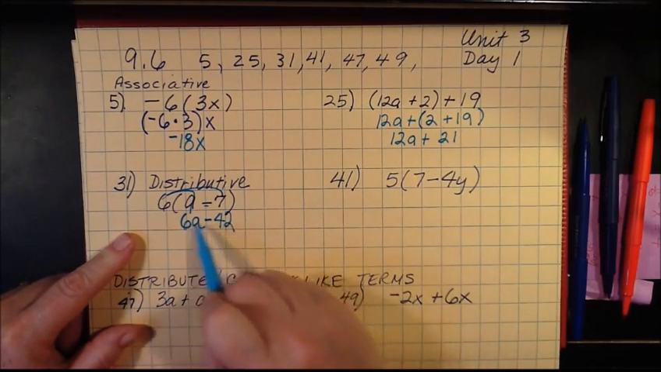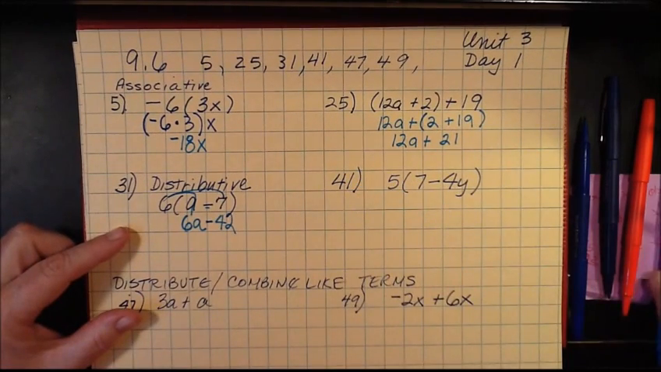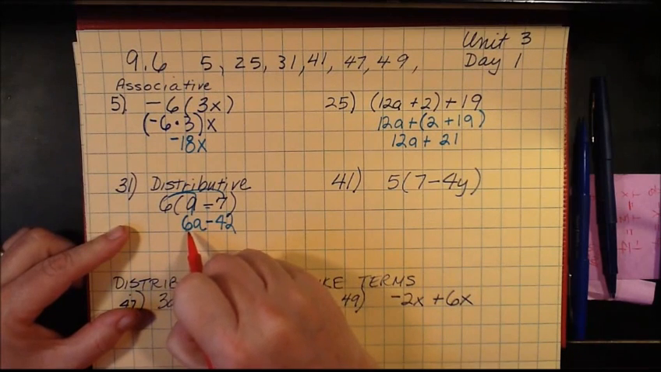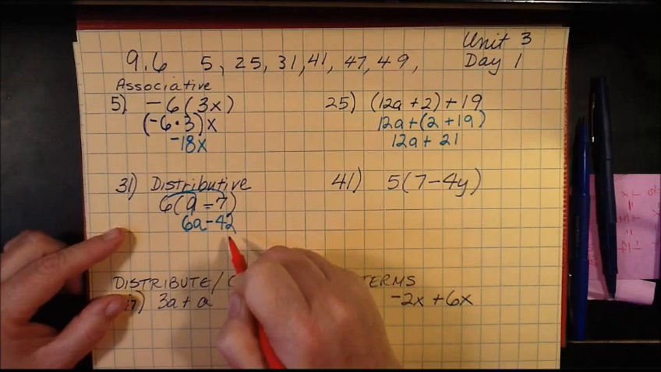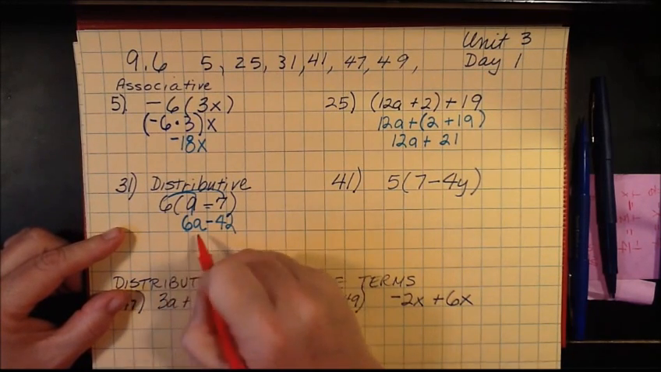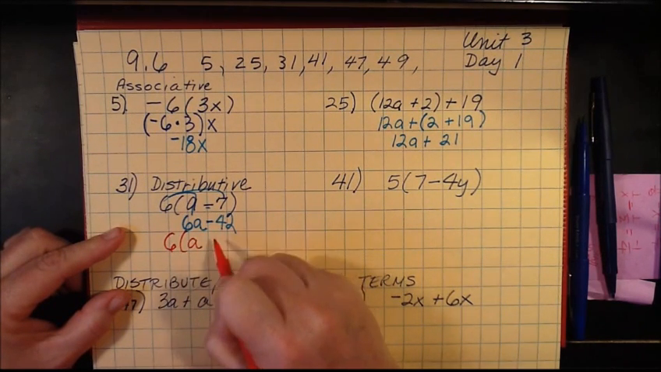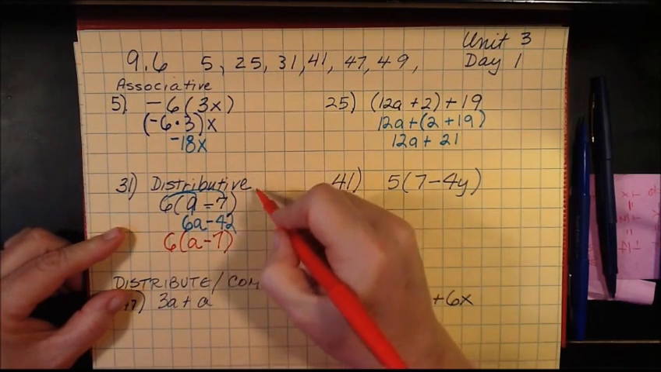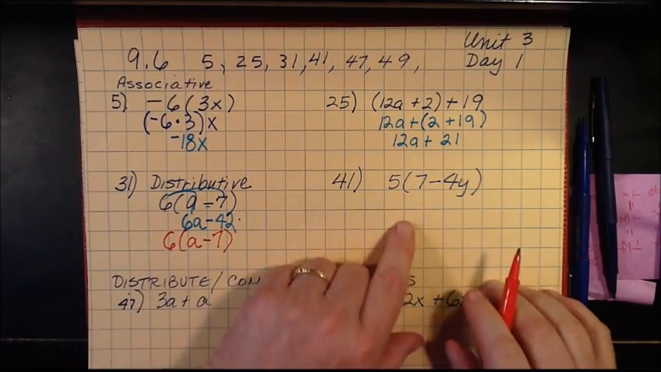Again, I can't really solve for anything because it's not an equation, it's just an expression. But if you think back to our work with factoring, I could undo this by saying, what number do both 6 and 42 have in common? Well, gosh, it's 6. So I could pull out a 6 on the outside. That would leave behind a by itself. 6 goes into negative 42, negative 7 times. And you can see that distributing is the inverse operation of factoring. Let's take a look at this one.